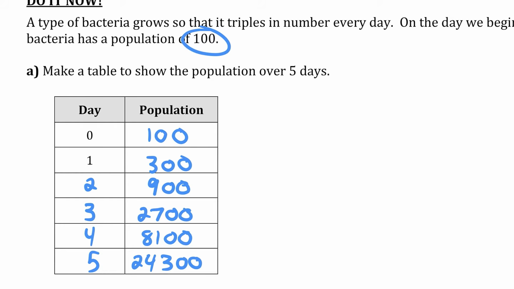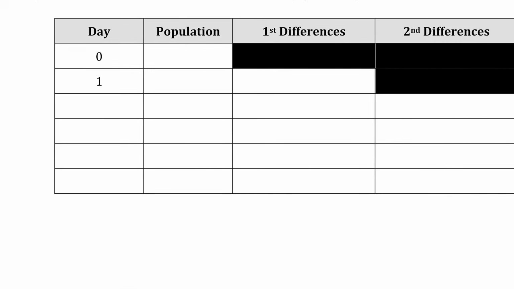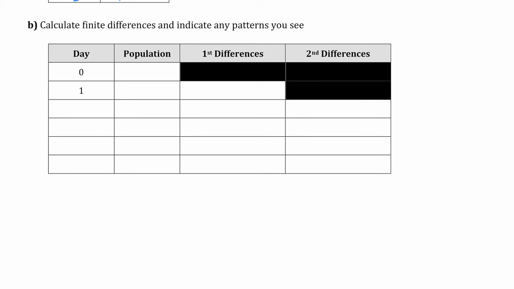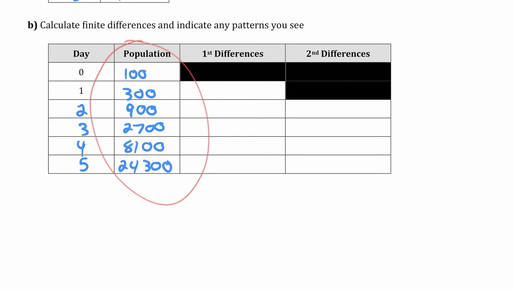Let's analyze this table a little more carefully so we can understand what happens in an exponential relationship. We're going to calculate finite differences for this table. And let me just recopy out the table before I do that. You should be familiar with finite differences from when you learned about linear and quadratic relationships. We calculate finite differences by looking at the y values and finding the difference in consecutive y values.